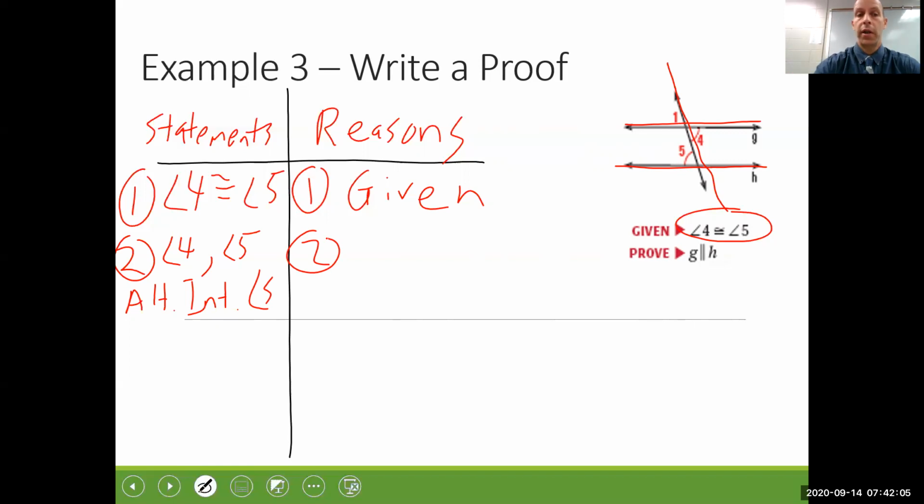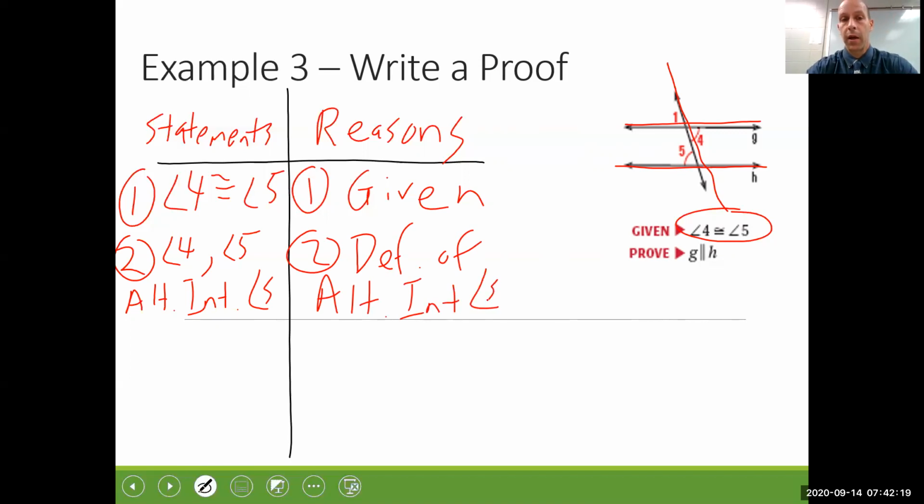And since they're alternate interior angles, actually, why are they alternate interior angles? I'm going to put definition of alternate interior angles. And again, I'm abbreviating. Okay, so step 1, I got that they're congruent. Step 2, I have concluded that those are alternate interior angles.